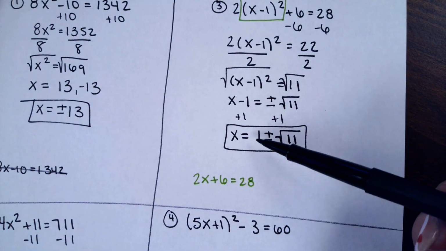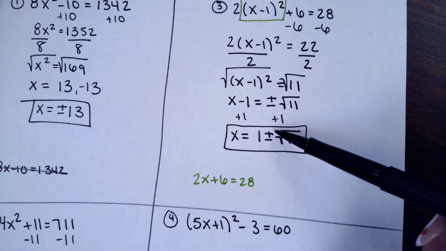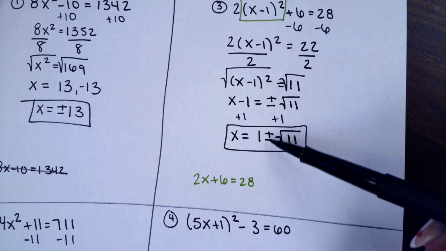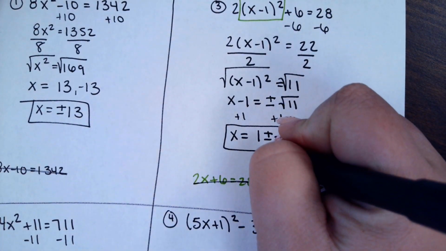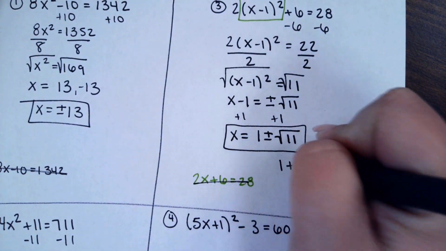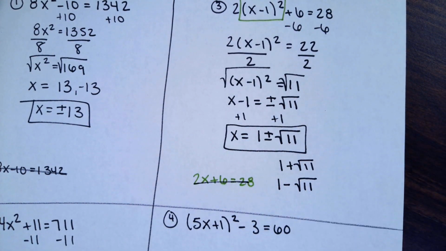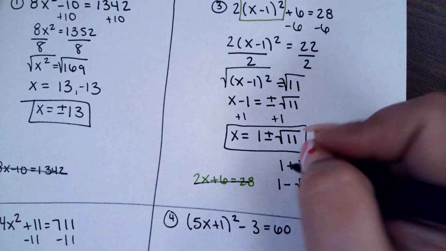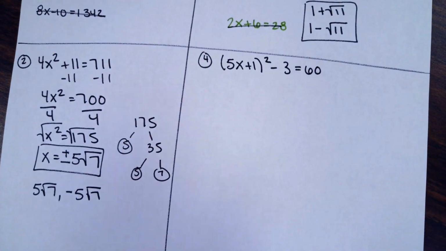You always want your root after the plus or minus, because that's the term that the positive and negative are attached to. So really our two answers here are 1 plus root 11 and 1 minus root 11. Those are our two answers, but we can just write it in this way. It's not wrong if you do this. Honestly, either of these answers are correct. They're the same answer. You will see me write it like this, though.